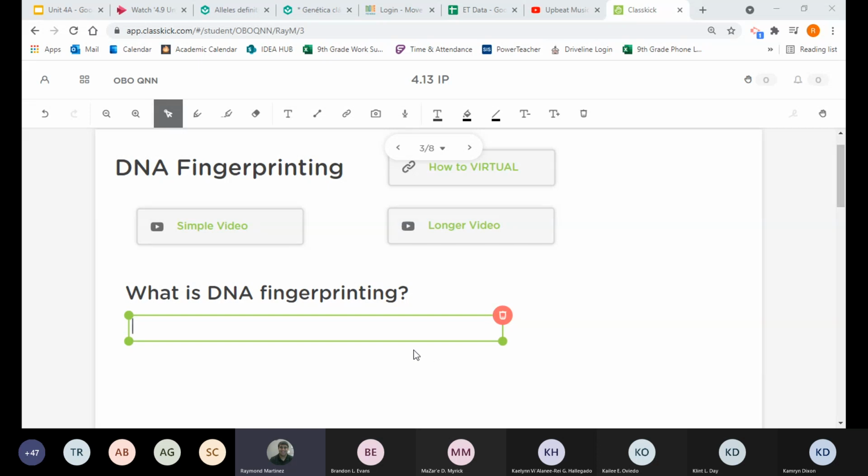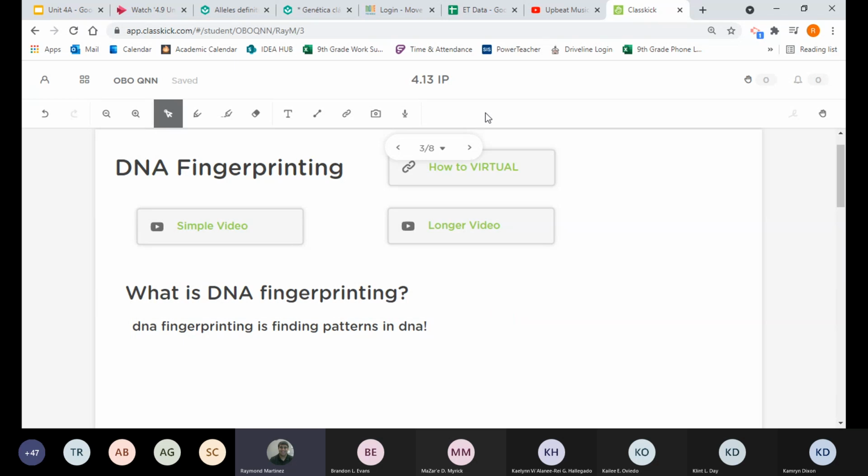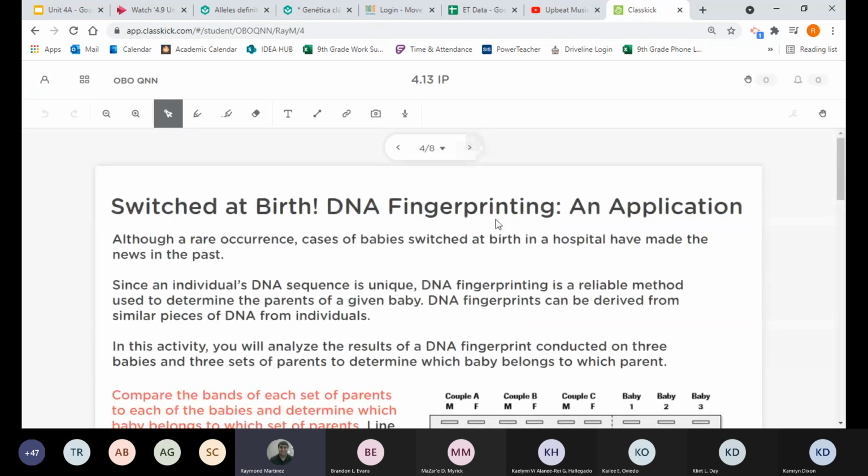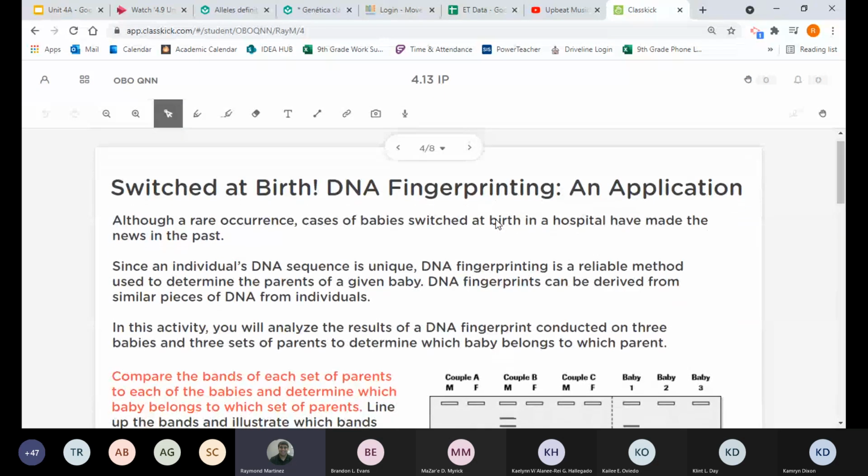That's actually not bad, Clint. There you go. I like that a lot, Zaria. Thank you. So Zaria says DNA fingerprinting is like finding patterns in DNA. And I'd actually take off the like because it's pretty much what it is, finding patterns in DNA. Very good. Excellent.